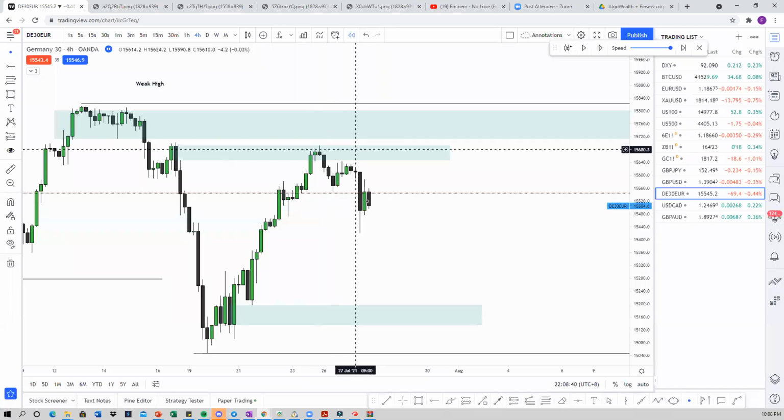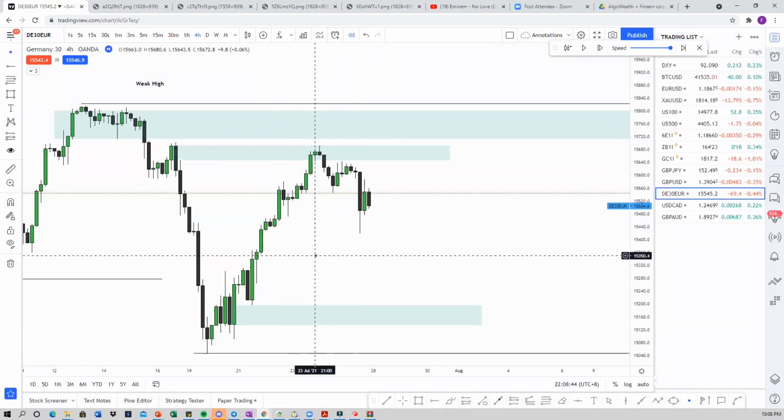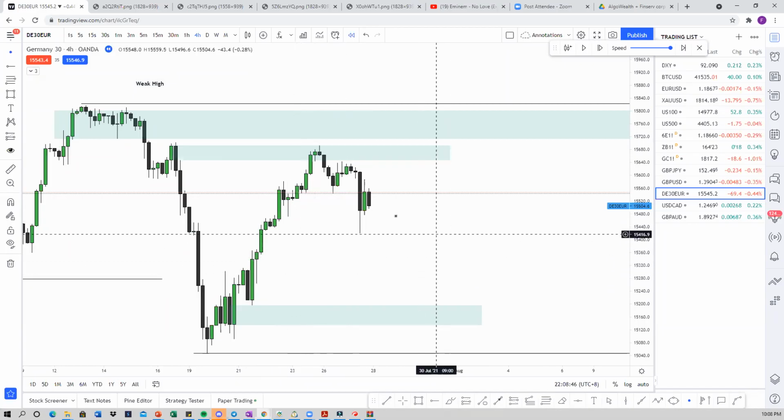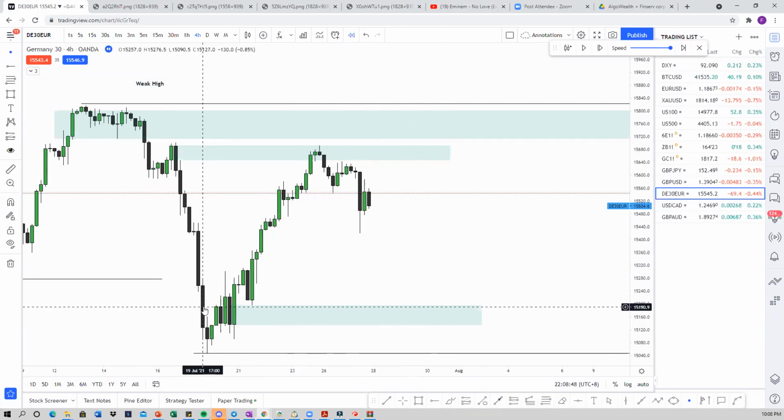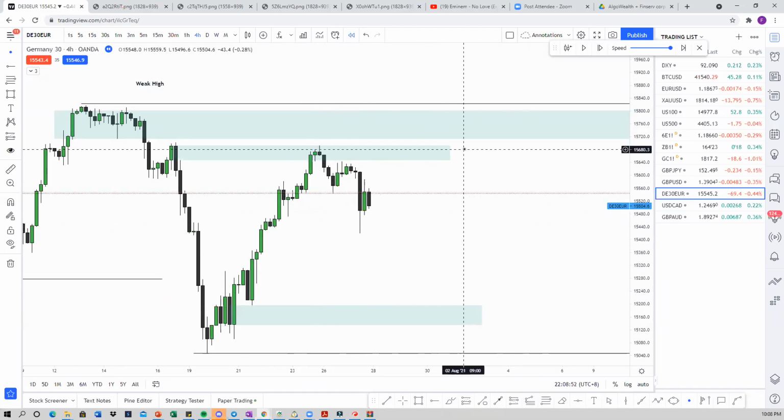This here is a break in market structure. This is a stop hunt. This is the break in market structure. Okay, stop hunt comes first, market structure comes second. Stop hunt indicates institutional order flow. Market structure confirms institutional order flow.